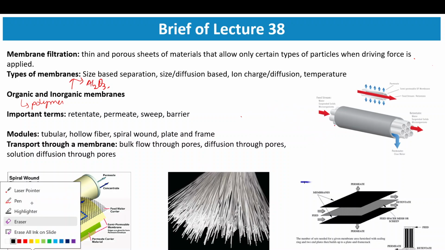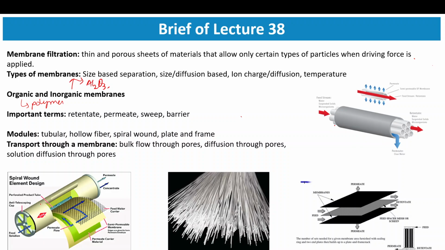Now, to accommodate this membrane, there are various modules which are used. So, one is tubular module, another is hollow fiber membrane, another is spiral wound, plate and frame. Okay, so I have shown the images of all.